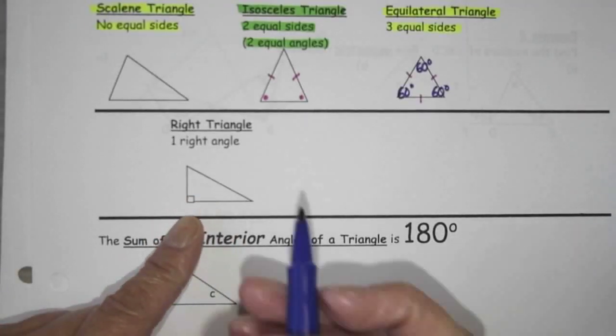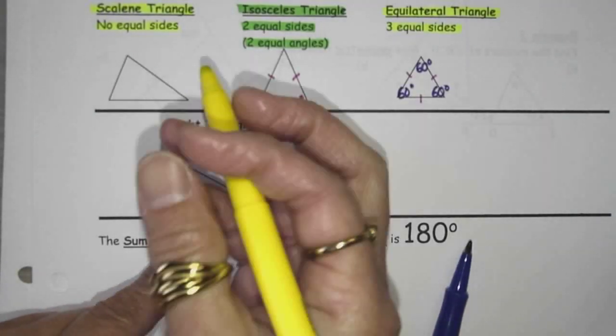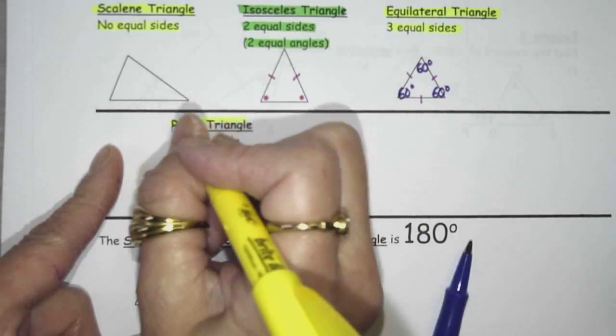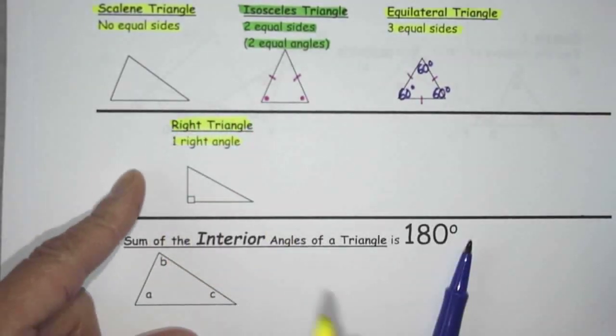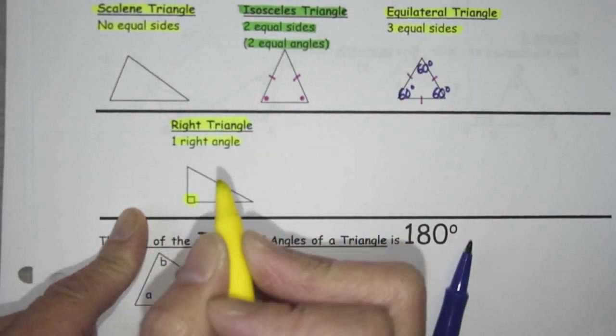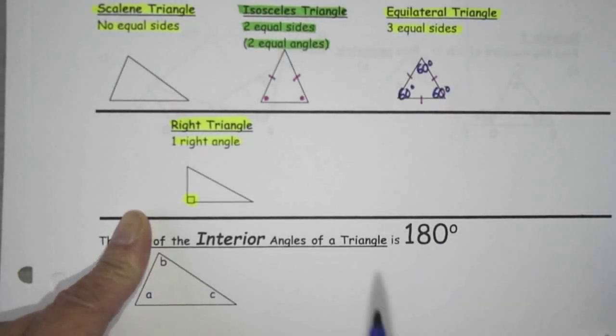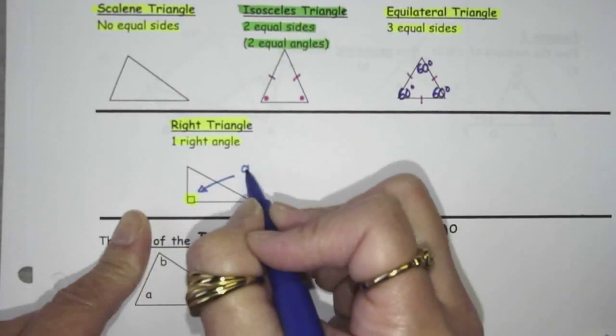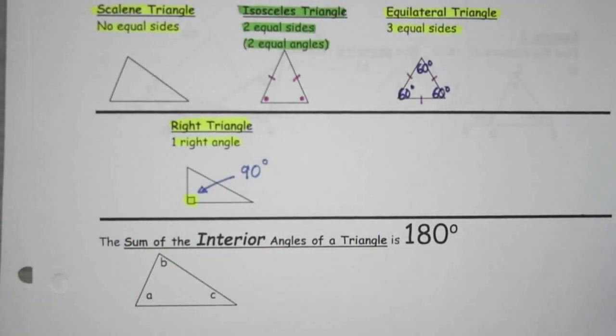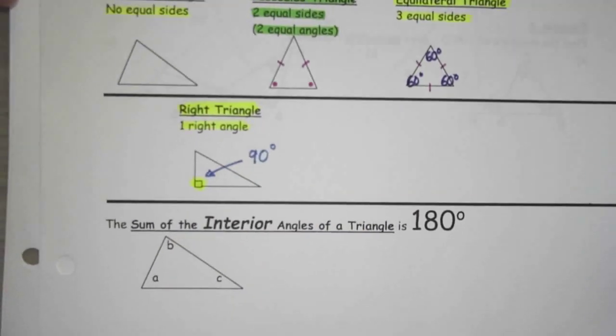This next one says it's a right triangle. I need you to understand the word right triangle. That means there can be one right angle. We usually represent it with a little box there in the corner. So that means that that corner there is 90 degrees. 90 degrees. It's a right angle, right triangle.